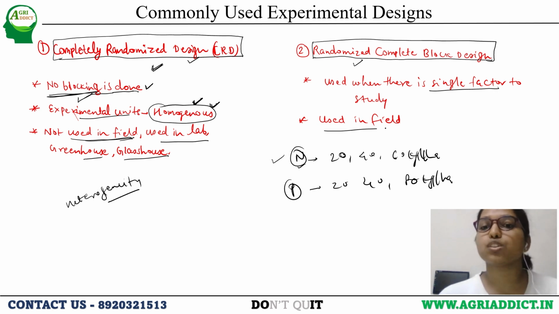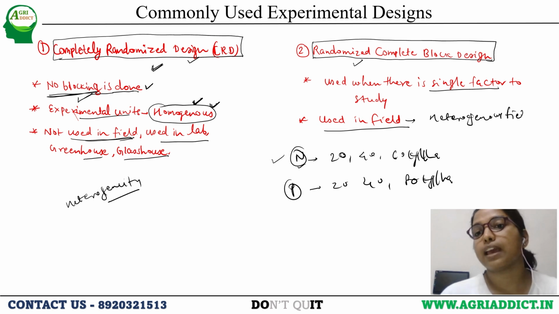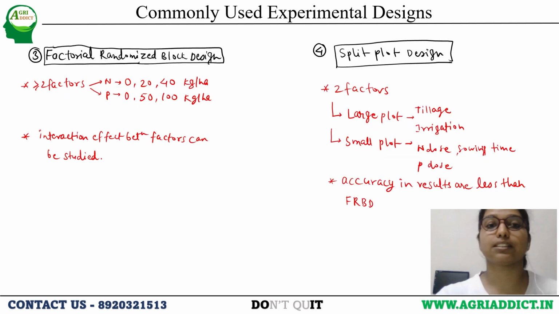Okay, this is used in field, but the CRD is not used in field. So this can be used in field, meaning it can be used in a heterogeneous field. And if the field is heterogeneous, blocking will be there. We have to do blocking because we have to reduce the heterogeneity in the field. Let's move to the next.